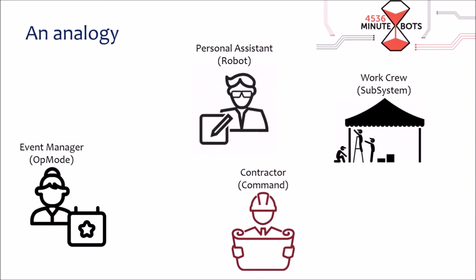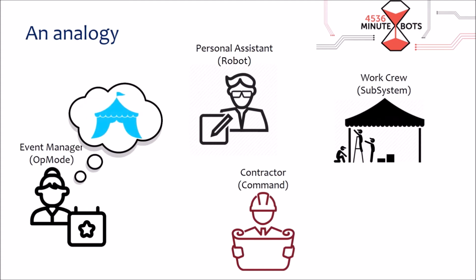So I'm going to give you an analogy which hopefully will make this a little bit easier. We have the event manager, who's an OpMode. We have the personal assistant, who is a robot. We have the contractor, who is a command. In this case, he's a tent contractor. We have the work crew, or subsystems. And they only work for the contractor. They don't answer to anyone else. See, the event manager has an idea. The event manager wants a blue tent. It's going to be 10 feet tall, 16 feet on a side, in the middle of the yard, and it's going to be blue.